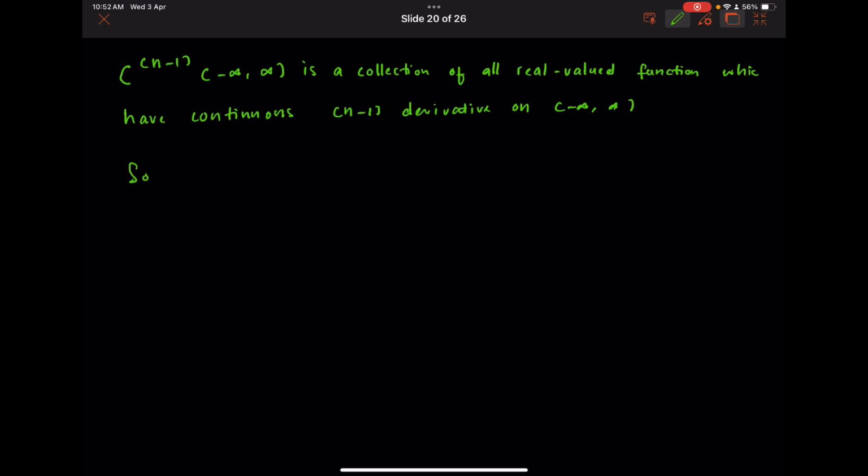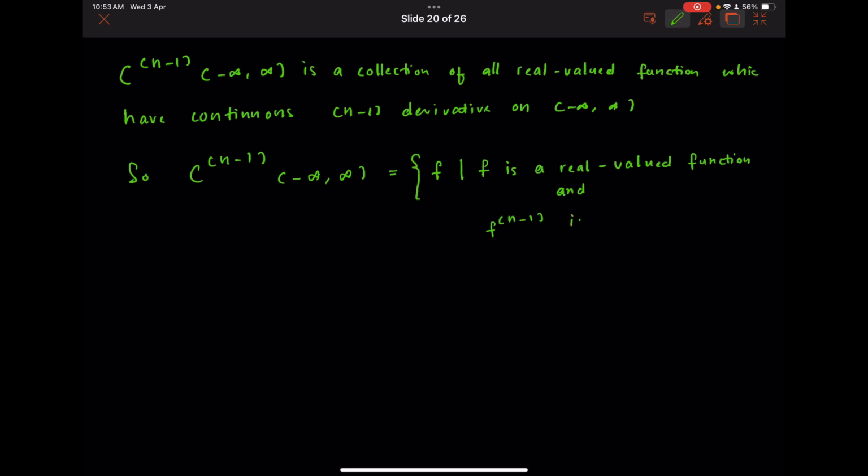That means this set, if we write in terms of this symbol, the bracket, the elements are f, where f is a real valued function and the n minus 1 derivative of f is continuous on negative infinity, infinity.